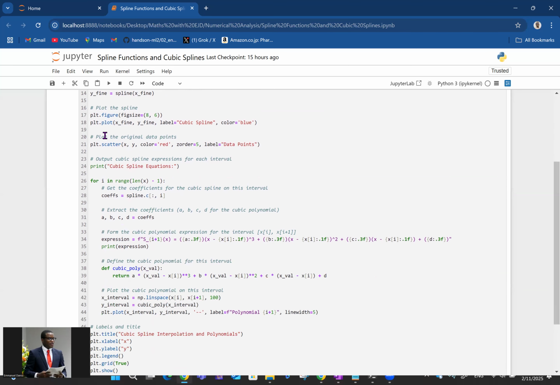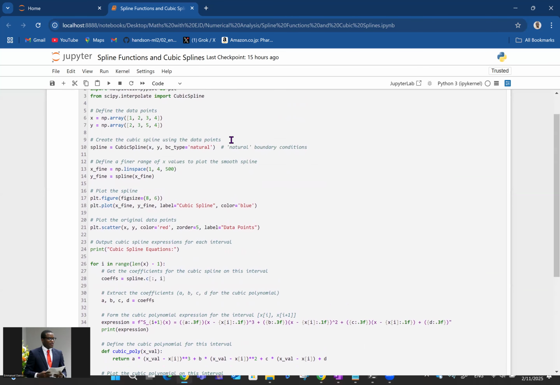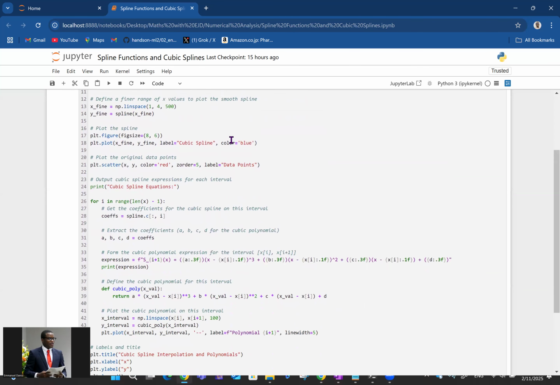So we then plot the spline in lines 17 and 18. This is all setting the size and the color and things like that. Then we plot the original data points, which will be in red. These are the points (1, 2), (2, 3), (3, 5), and (4, 4). Then for the output, we have the cubic spline expressions for each interval. So for each interval now we have the cubic spline equations.